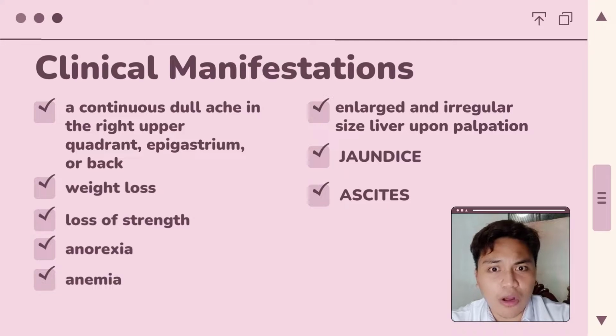Now, jaundice is present only if the large bile ducts are occluded by the pressure of malignant nodules in the hilum of the liver. Now, lastly is ascites, which develops when nodules obstruct the portal veins and/or if tumor tissue is seeded in the peritoneal cavity.